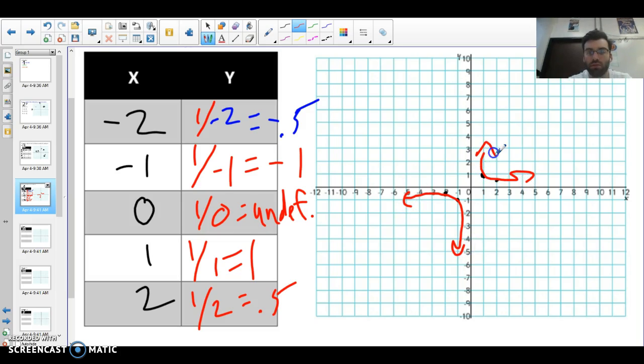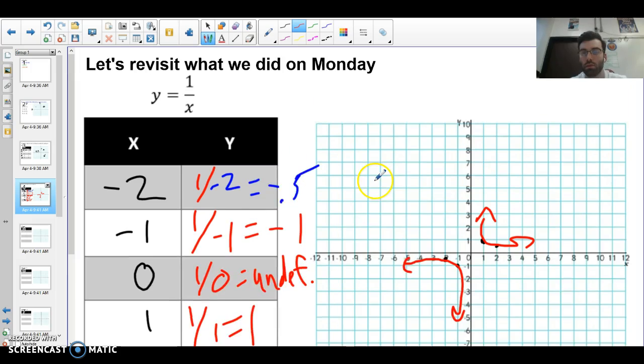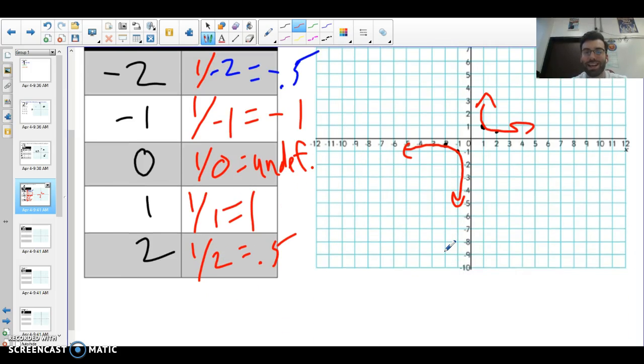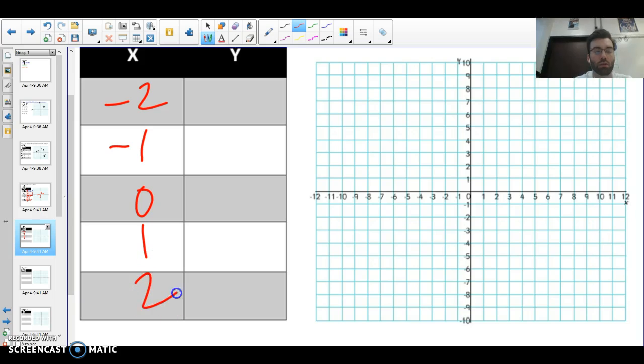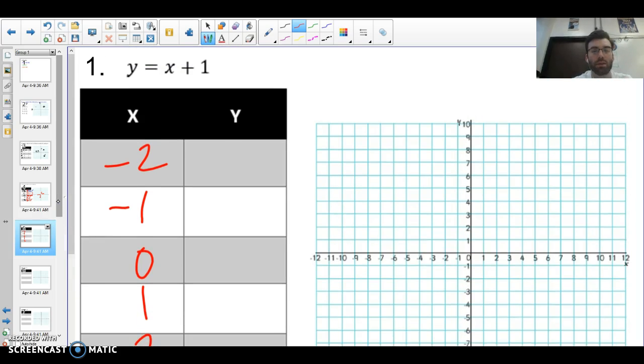When you have a fractional graph, where your variable is in a fraction, it should look something like this, and the variable is in the denominator. All right, well, let's look at another one. Here we go. Y equals x plus 1. So again, I'm going to go negative 2, negative 1, 0, 1, 2. Now I'm going to substitute these values into my function.